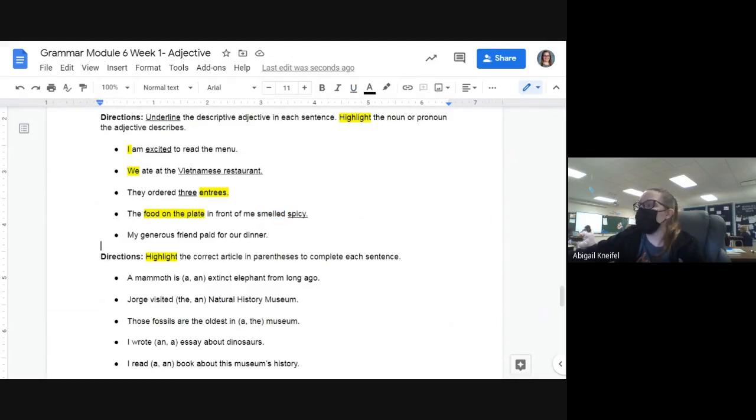My generous friend paid for our dinner. So, who are we talking about here? Be more specific. Who are we talking about here? Friend. Yeah, we're talking about our friend. Friend is our subject. And generous is our adjective. Do we have to have a linking verb every single time? No, here we don't have a linking verb. There's nothing between our adjective and our subject, and that's totally fine.